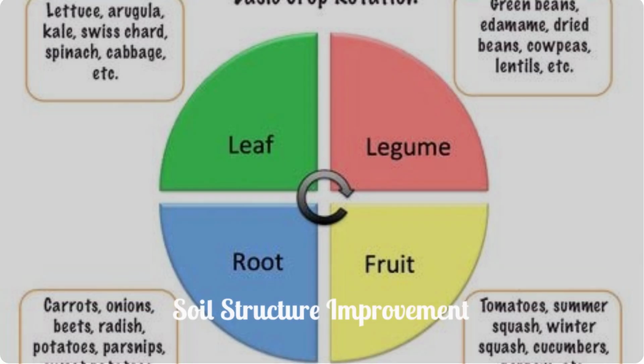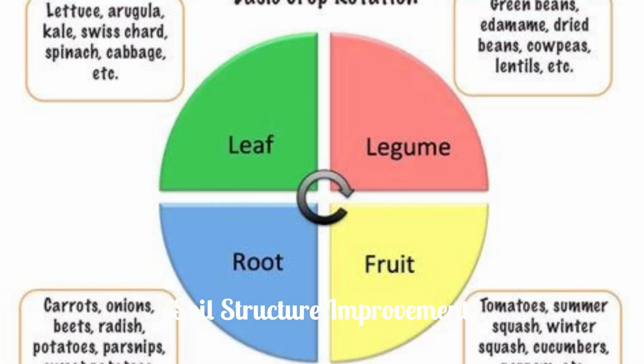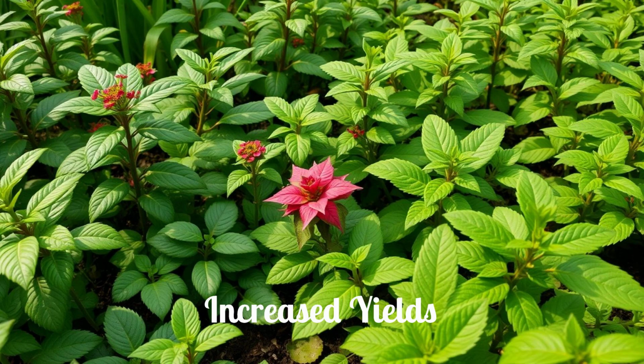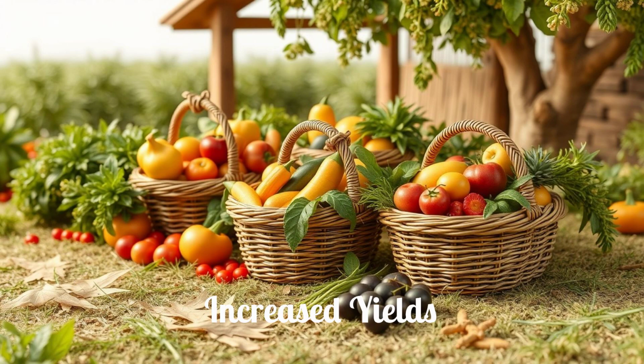Improved soil structure. Varied root systems contribute to better soil aeration and structure. Increased yields. Healthier soil and reduced pest pressures lead to more robust plant growth and higher harvests.